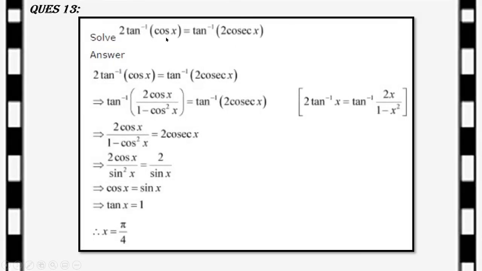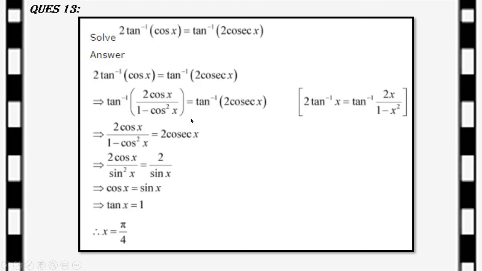Now, 2 tan inverse cos x is equal to tan inverse 2 cosec x. Here we are using the formula 2 tan inverse x is equal to tan inverse of 2x upon 1 minus x square. So we are applying this on the left hand side. 2 tan inverse, instead of x we have cos x. So this is equal to tan inverse of 2 cos x upon 1 minus cos square x, is equal to tan inverse 2 cosec x, right hand side as it is.